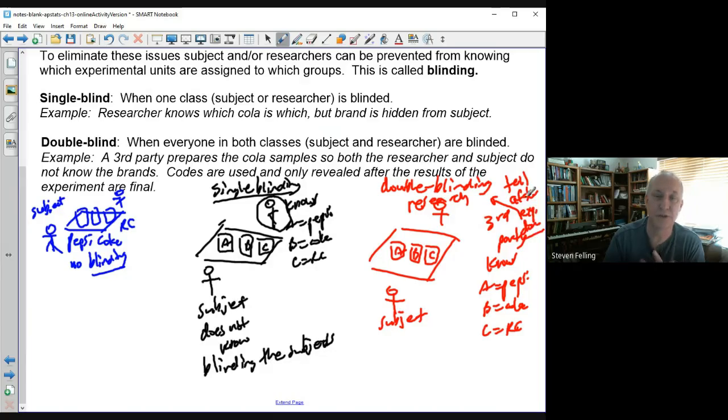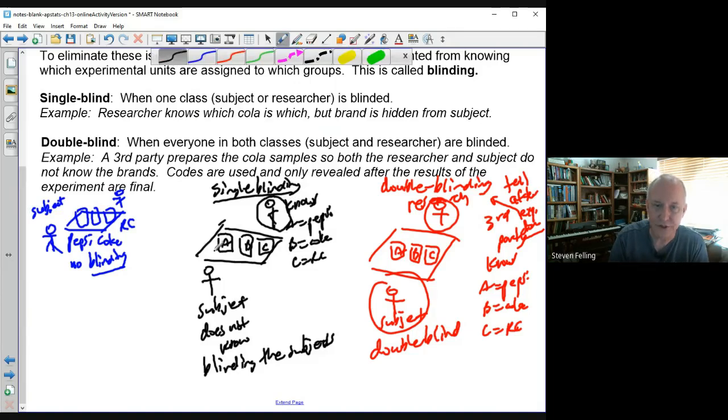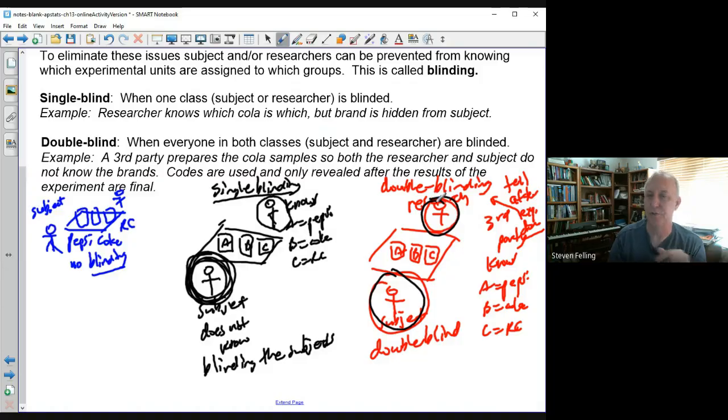Right? So when the experiment's done, then they tell them, okay, cup B was the Coke, cup A was the Pepsi. And that means while the experiment's going on, both these people are blinded. So this is what's called double blind, right? The subjects and the researchers are unaware of that. I should probably use the same notation. This is the person who's blind here, right? In this case, no one's blind, subject is blind, subject and researcher are blind.